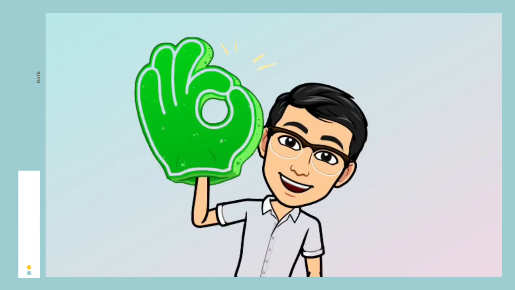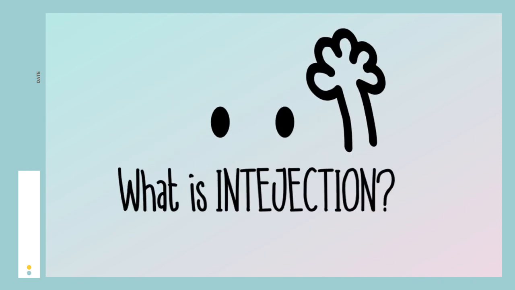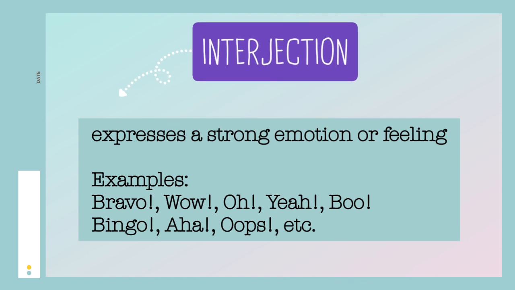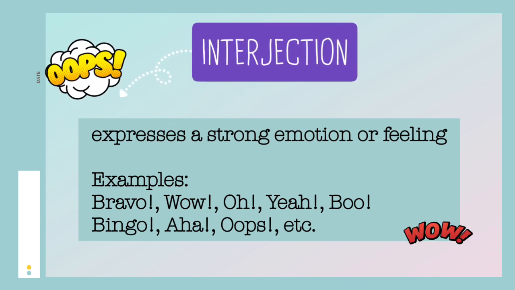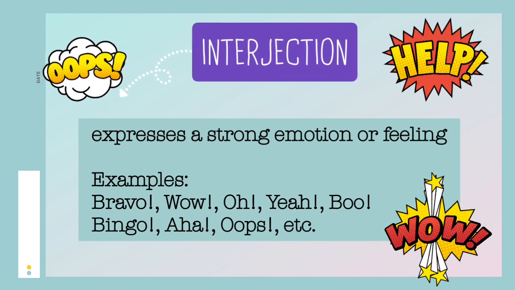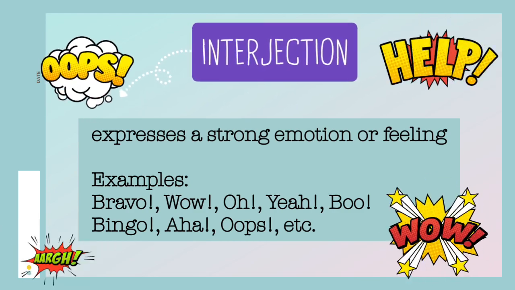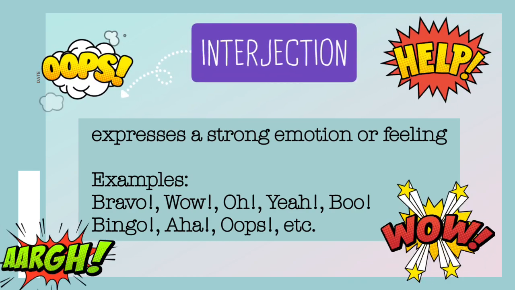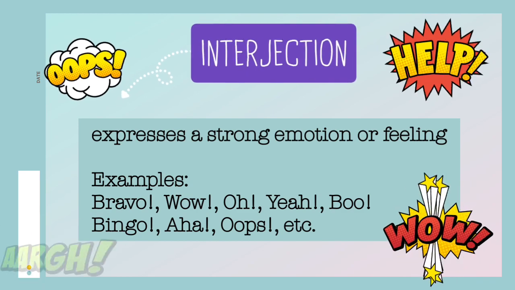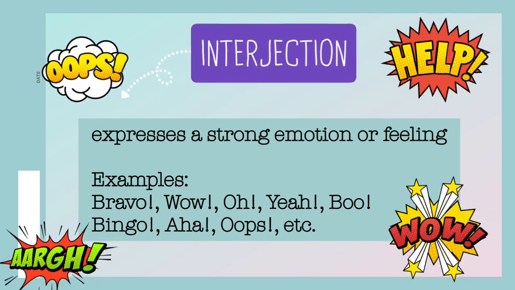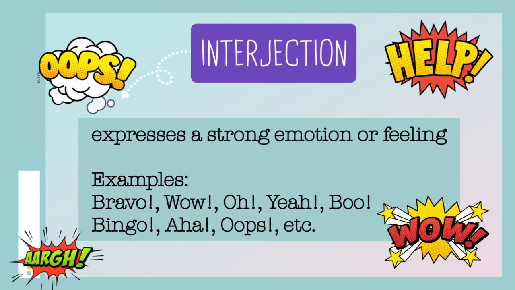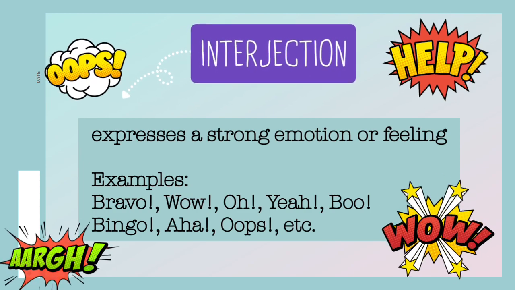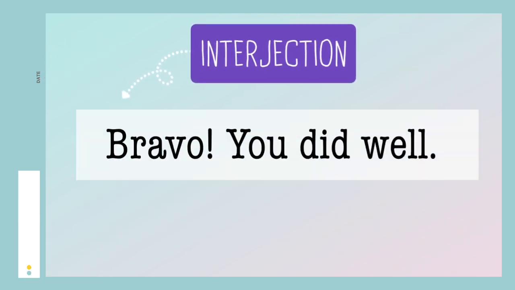And now we're down to the last part of speech, which is interjection. What is interjection? Interjection expresses a strong emotion or feeling. Strong emotion. Very happy, very surprised, very amazed. It ends with an exclamation point. The examples are bravo, wow, oh, yeah, boo, bingo, aha, oops, etc.